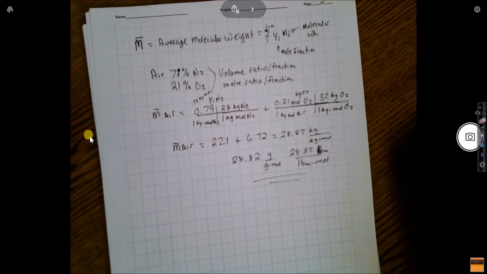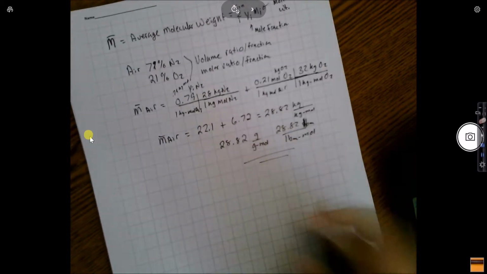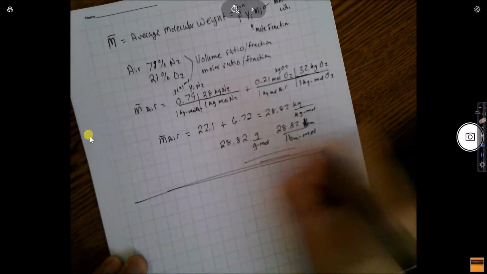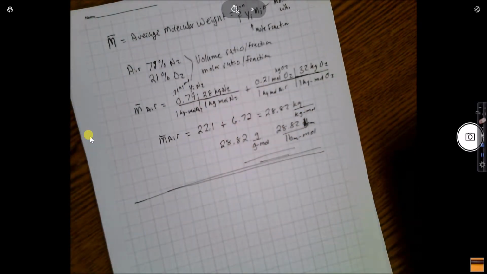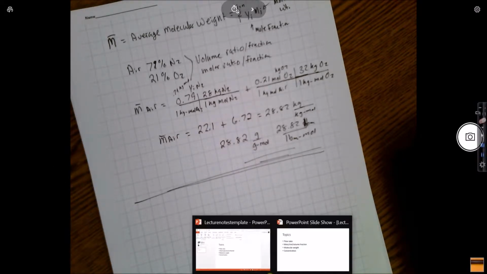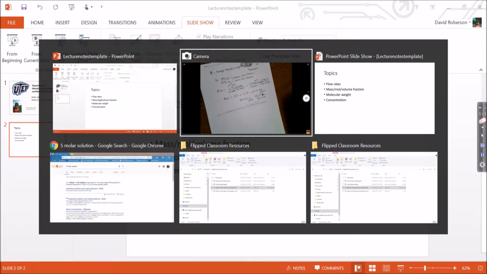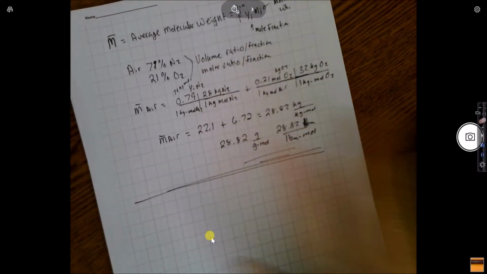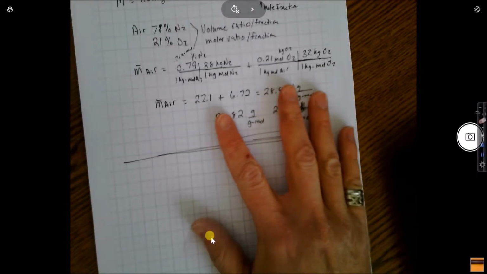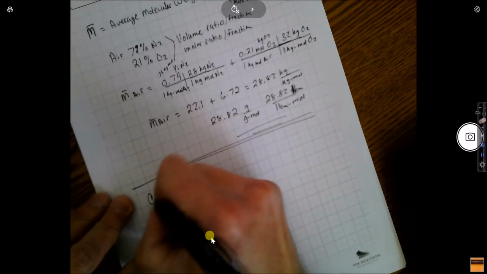The next concept that we said we're going to talk about, and this will be probably the more simple of them, is concentration. And when we talk about concentration, we generally talk about molarity. And you've probably had this also in chemistry, and we'll cover it one more time. Okay, we're back to our camera. So concentration.